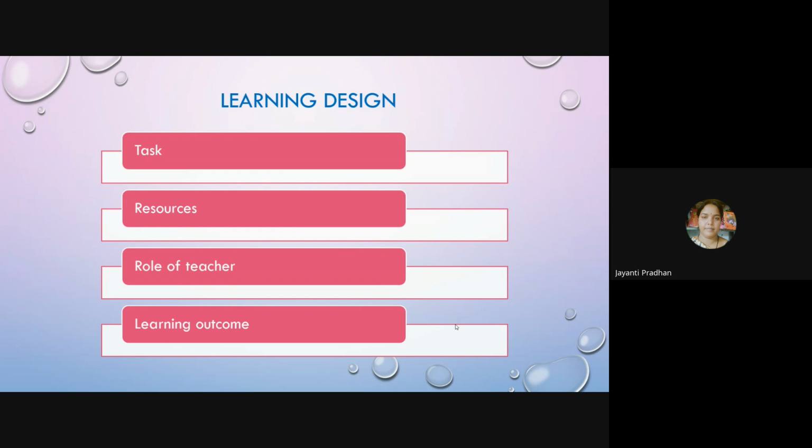Which task they will perform, and to do that task what kind of resources they need, what materials they require. Then, as a teacher, what is my role, how I can support, how I can guide them. Then, by doing that task, what outcome, what changes we can see in them, what outcome we can observe in them. Okay, so this is the learning design.